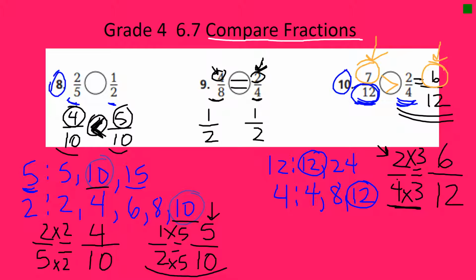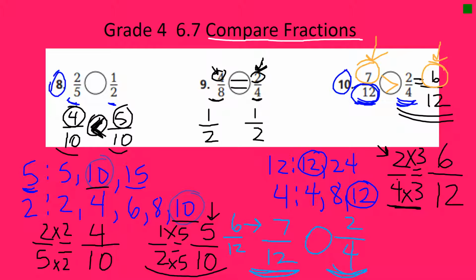Now the other strategy I was talking about, here I'm going to rewrite the problem down here. 7/12 compared to 2/4. You guys know that 2/4 is half. 2/4 is exactly half. 2 out of 4. 2 is half of 4. Okay? What's half of 12? Half of 12 is 6. So 6/12 would be half.